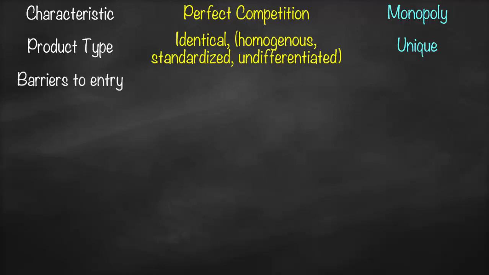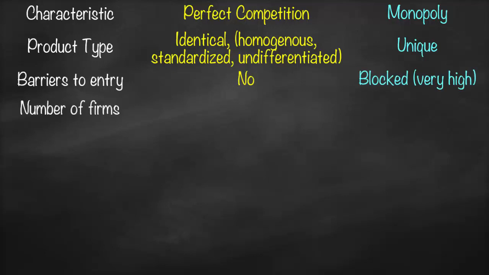The second characteristic will be barriers to entry. So if the type of product is standardized or identical or homogeneous, it means that there will be no barriers to entry. It's very low, which means anyone can enter the market because they sell similar products. But with monopoly, they only provide unique products. So this means that all barriers to entry are blocked, which means it's very high. You cannot enter this market.